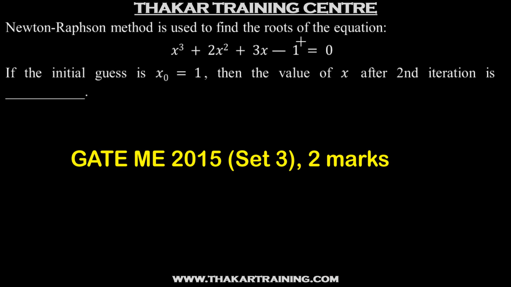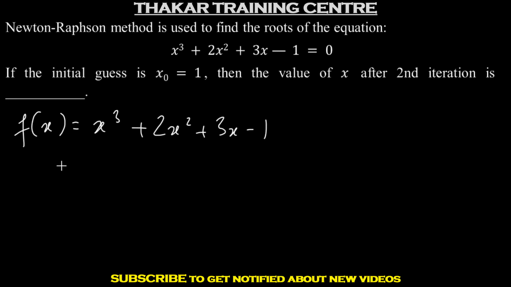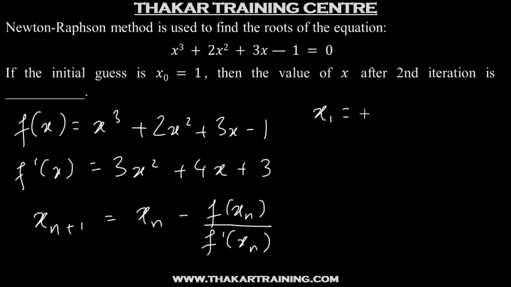Newton-Raphson method is used to find the roots of this equation. If the initial guess is x naught equal to 1, then the value of x after second iteration is. So here we have f of x equal to x cube plus 2x square plus 3x minus 1. So f dash of x will be 3x square plus 4x plus 3. Now by Newton-Raphson method we will have x n plus 1 equal to x n minus f of x n upon f dash of x n. So x1 will be x naught minus f of x naught upon f dash of x naught.